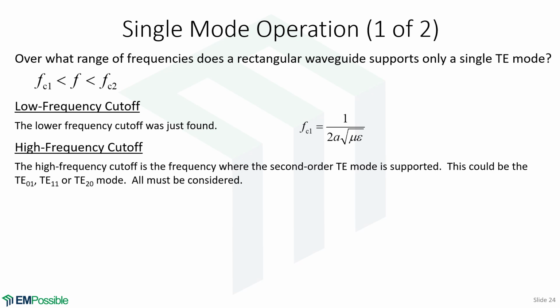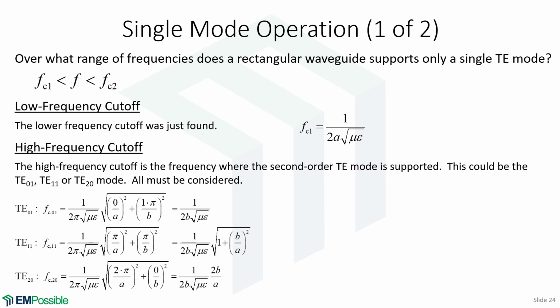So is it the TE01? Is it the TE11? Is it the TE20? We have to consider all that. But those are the possibilities for the next lowest order mode above the TE10. So I derived expressions for all 3. And if we stare at this long enough, we can actually figure out which of those is the next lowest order mode above the TE10.